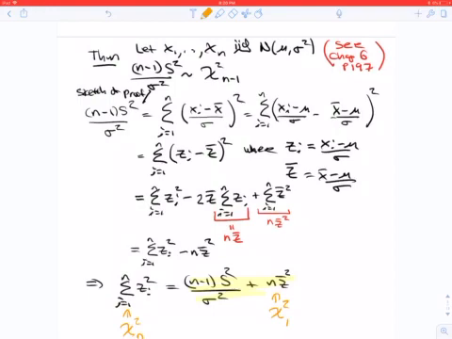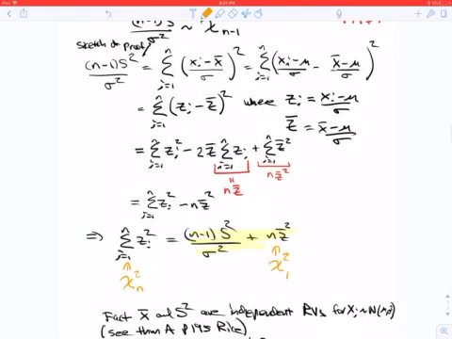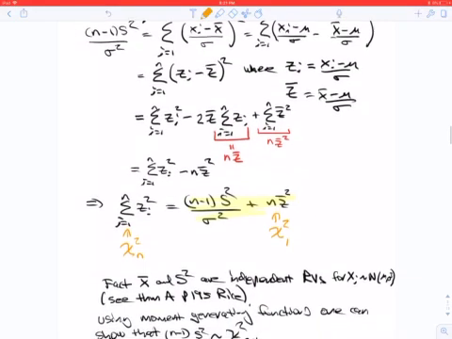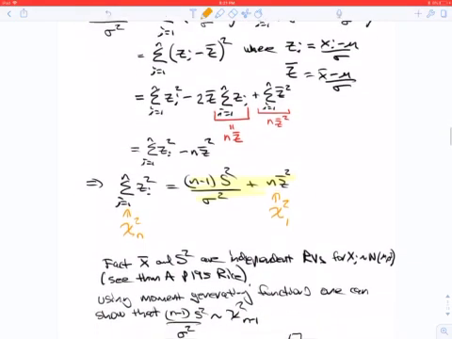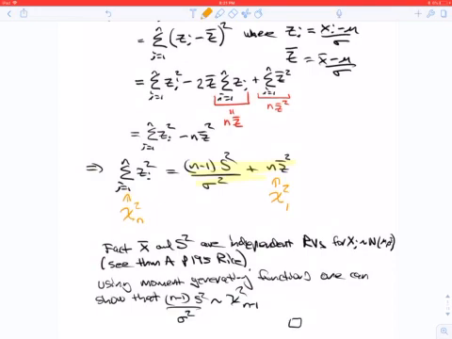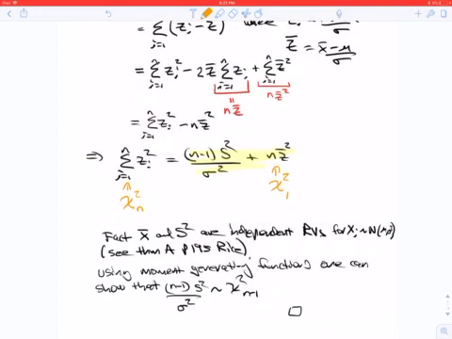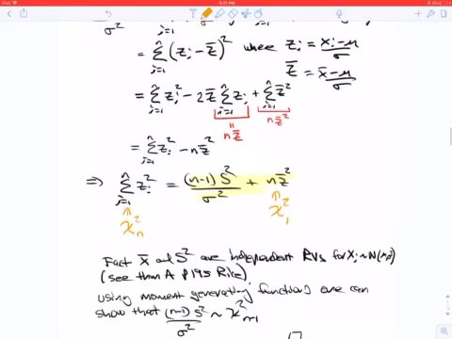n minus 1 times s squared over sigma squared. You can write down what this means. And in the next line, I'm going to substitute zi for xi minus mu over sigma and z bar for x bar minus mu over sigma. And then I'm just foiling and basically further simplifying, writing the sums, simplifying.